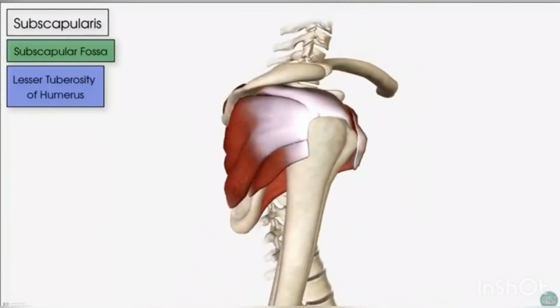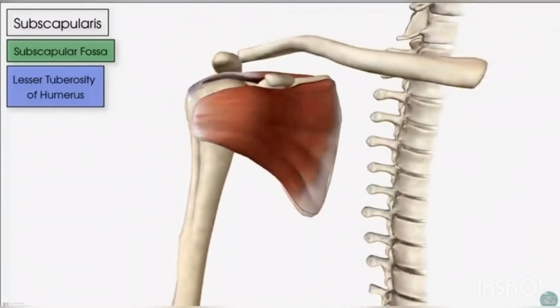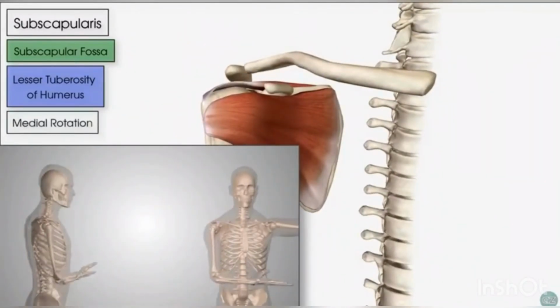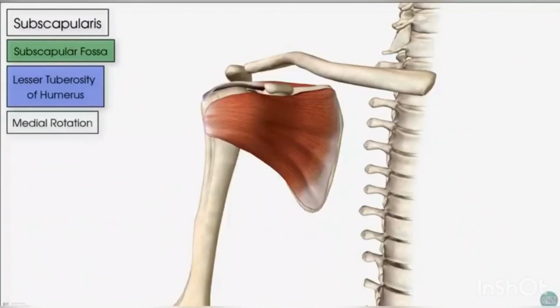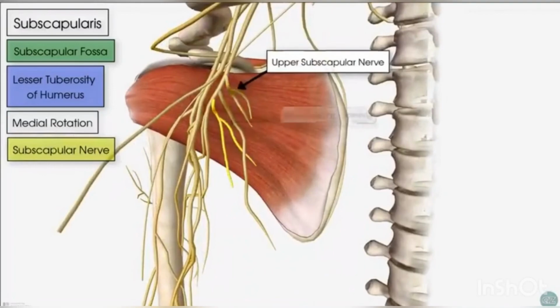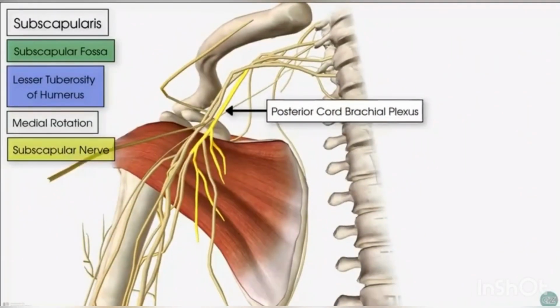The subscapularis is the largest and strongest rotator cuff muscle, accounting for approximately 50% of the cuff strength output. When you isolate this muscle, it performs medial or internal rotation of the humerus. The subscapularis is innervated by the subscapular nerves, which is comprised of the upper subscapular nerve and the lower subscapular nerve. Both these nerves originate from the posterior cord of the brachial plexus.